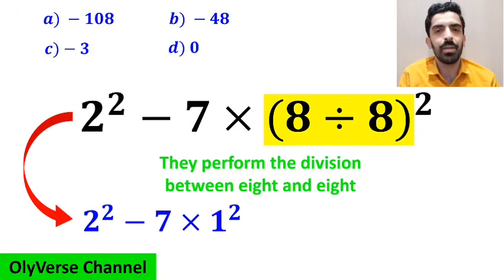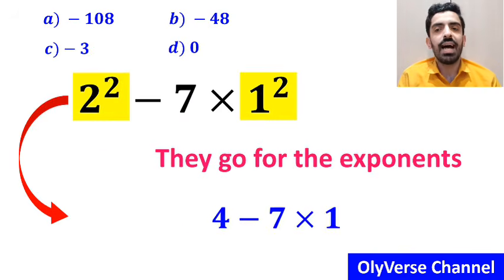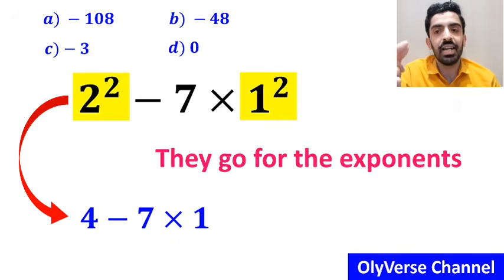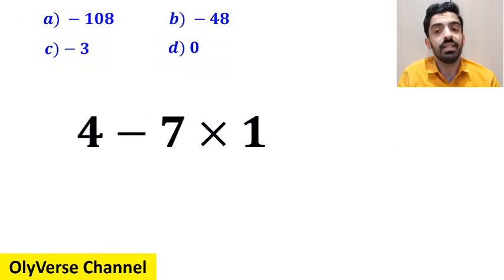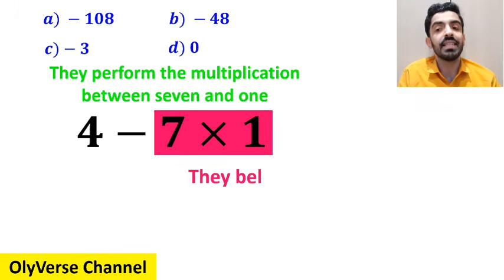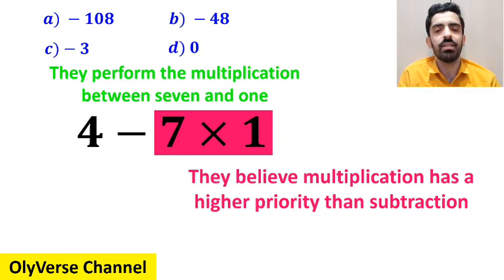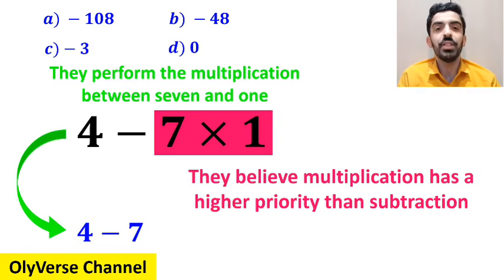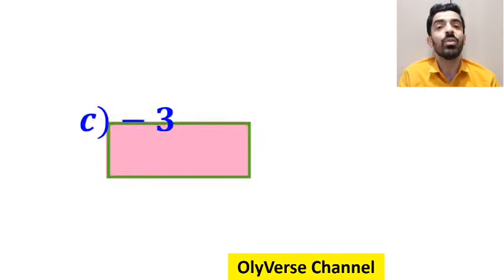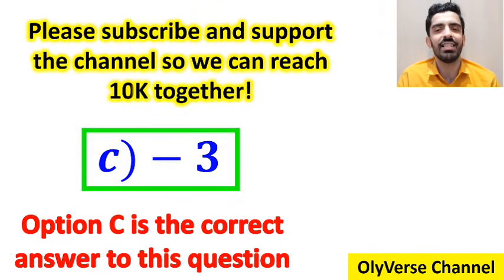In the next step, they perform the division between 8 and 8 and write this expression as 2 squared minus 7 multiplied by 1 squared. Then they go for the exponents and write this expression as 4 minus 7 multiplied by 1. In the final step, they perform the multiplication between 7 and 1 because they believe multiplication has a higher priority than subtraction. So this expression simplifies to 4 minus 7, which ultimately gives them the answer negative 3. And without any hesitation, they quickly say that option C is the correct answer to this question.